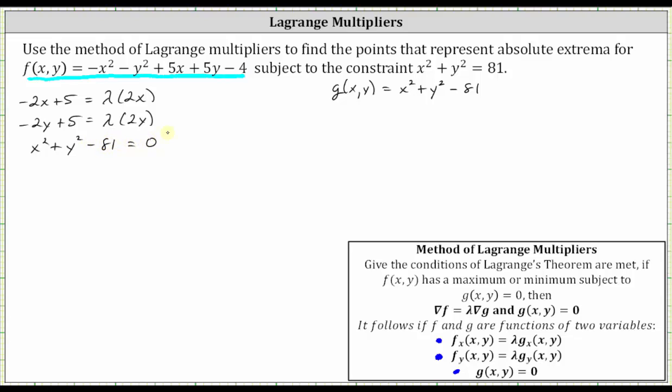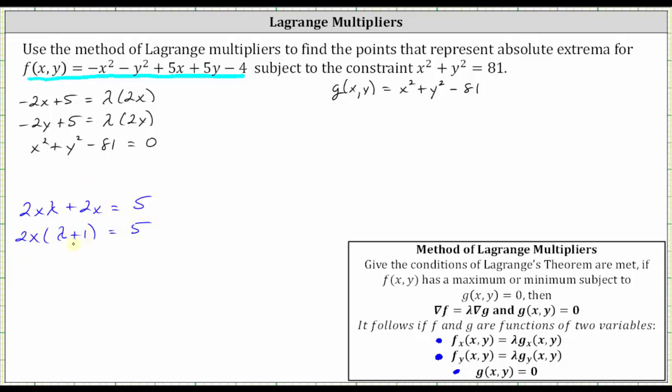And now to begin to solve the system of equations, we will solve the first equation for x and the second equation for y. To solve the first equation for x, we need to get the terms with the factor of x on the same side. Let's go ahead and add 2x to both sides and also change the order of the equation. Let's write the equation as 2x lambda plus 2x equals 5. Next, factor out 2x, leaving us with 2x times the quantity lambda plus 1 equals 5.